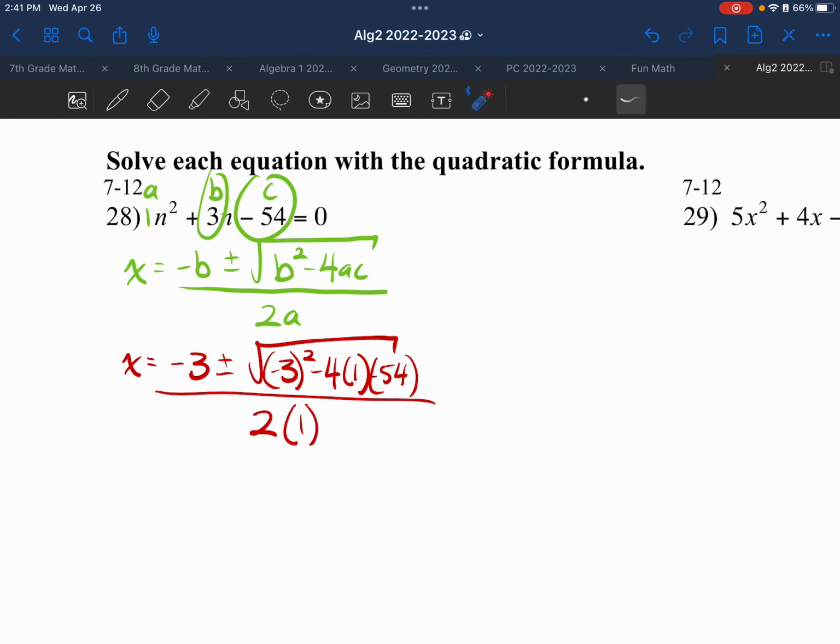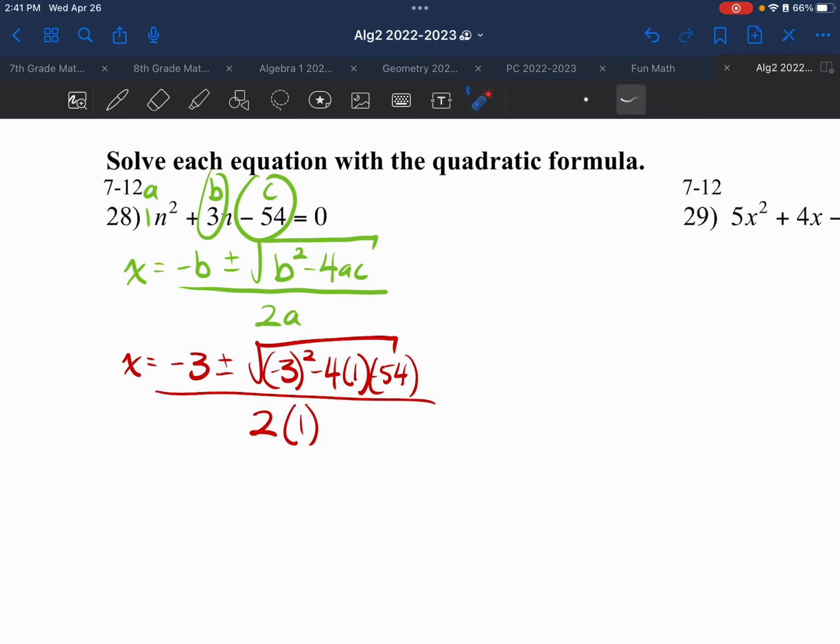How do I do 54 times 4? Well, really what I'm doing is 54 times 2 times 2. 54 times 2 is 108. 108 times 2 is 216. So this is going to be 9 plus 216. And I still have a negative 3 plus or minus out front, and I still have a 2 in the denominator, and that is still being equal to x. 216 plus 9 is 225. Square root of 225 with a negative 3 plus or minus out front over 2.